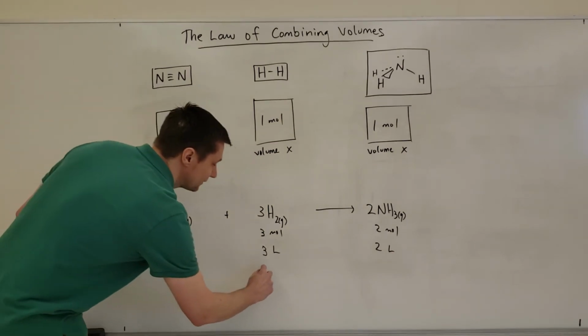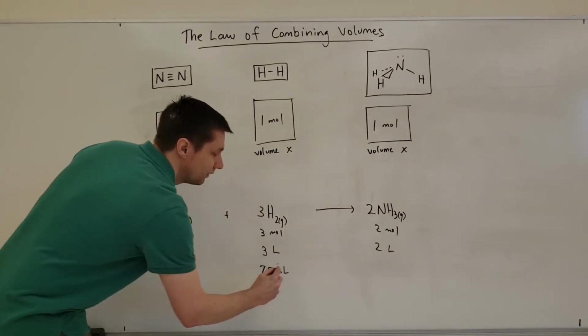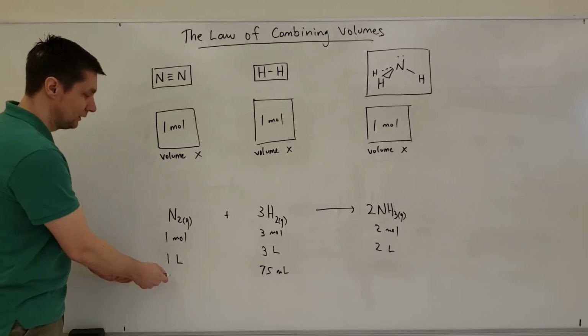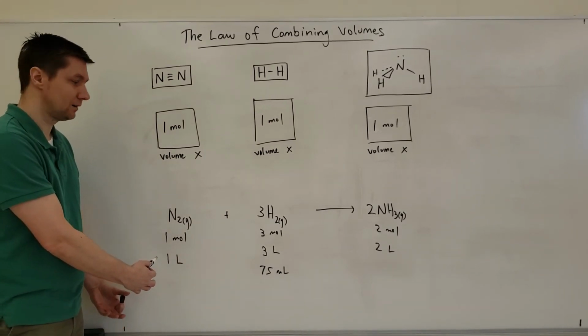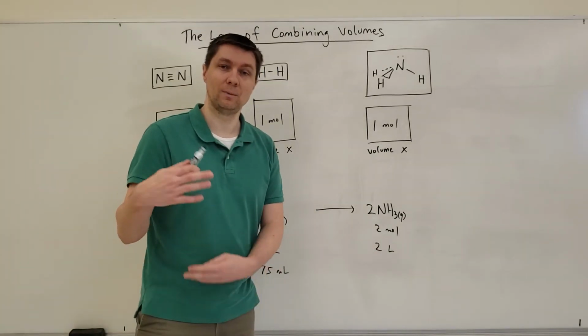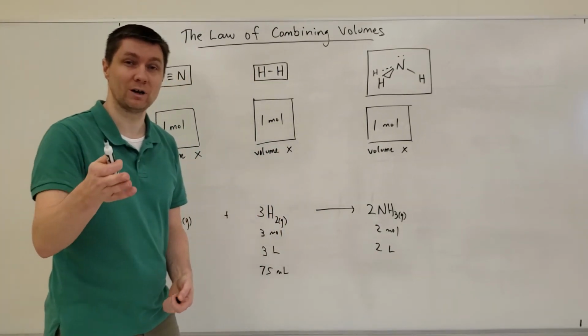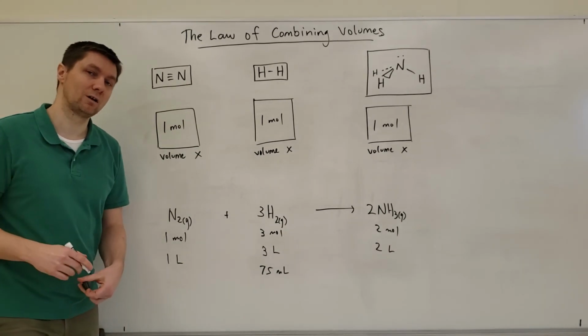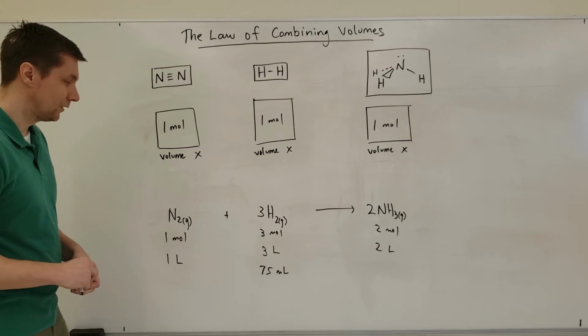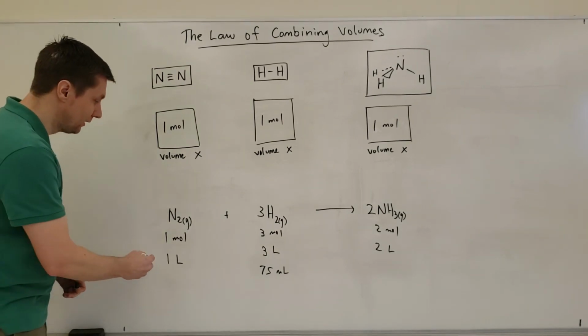So if I had, for example, 75 milliliters of hydrogen, how many milliliters of nitrogen would that take to react with it completely to produce how many milliliters of ammonia? So you can pause the video right here, try this one out on a piece of paper, and then start the video again. Okay, so hopefully you got your answer ready to go.